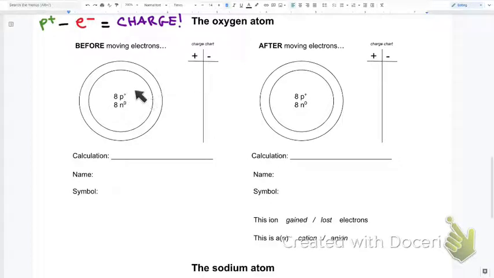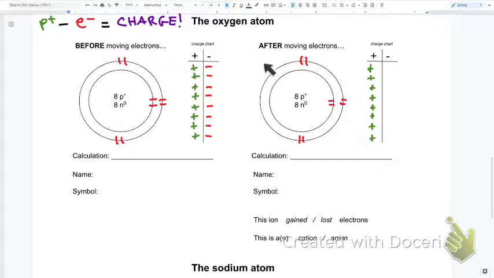So I'm going to go ahead and represent that with 8 electrons in my rings, and then I'm also going to represent that here in my charge chart, 8 protons and 8 electrons. Okay, so I went ahead and I've even kind of done it over here too, but we're just focusing on before. We have 8 protons and 8 electrons. That's 2, 4, 6, 8 total electrons that are in that electron cloud.